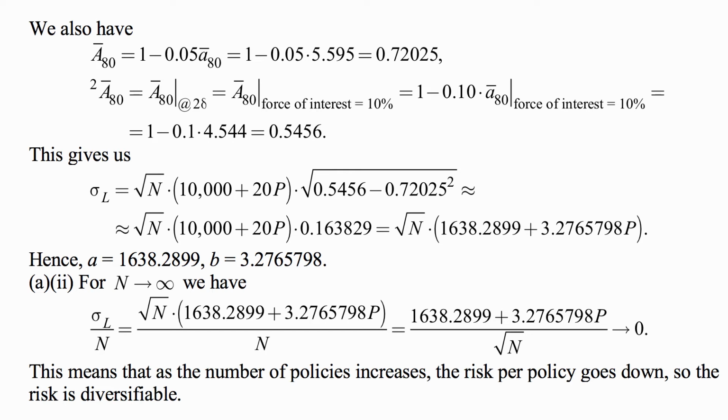For n going to infinity, we would have this expression that we just calculated, square root of n times this quantity, divided by n, go to 0. This means that as the number of policies increases, the risk per policy goes down, so the risk is diversifiable.